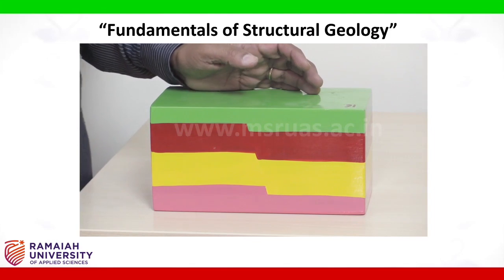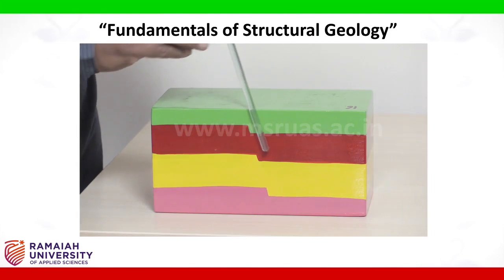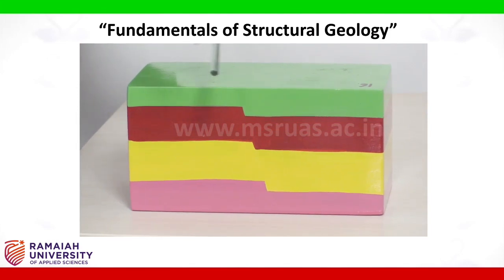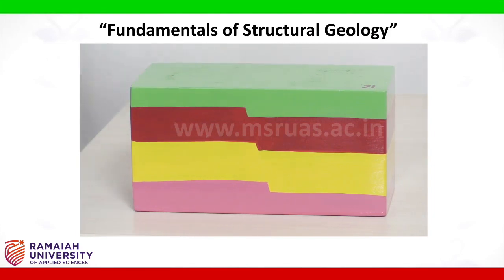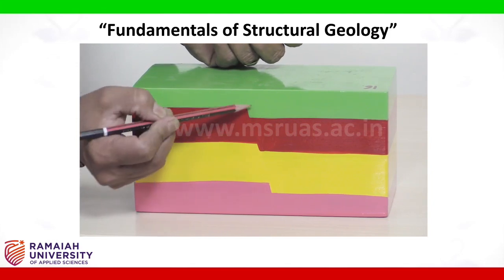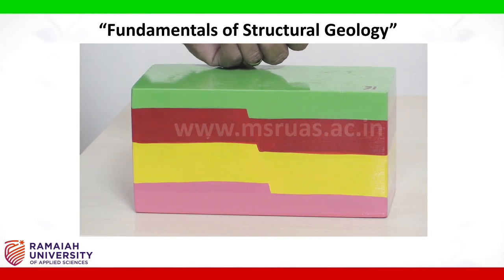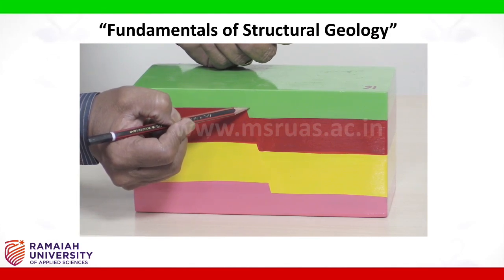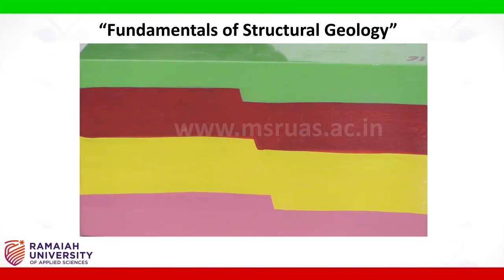In order to describe the fault, we need to understand the geometry. This is the axis of the fault. Axis means a line along which the displacement has taken place. And here there will be a vertical displacement from here to here. This is described as the throw of the fault. Along with this throw, there will be a horizontal displacement to this distance. This is called the heave of the fault.